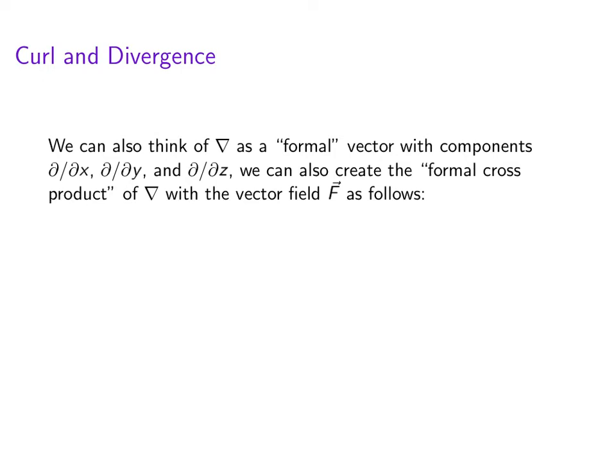What we're going to do is create a formal cross product of del with the vector field F, and it's going to look like this. So we're going to compute del cross F. So del has the components ∂/∂x, ∂/∂y, and ∂/∂z. And then F has components P, Q, and R. So when we compute this determinant, here's what we get.